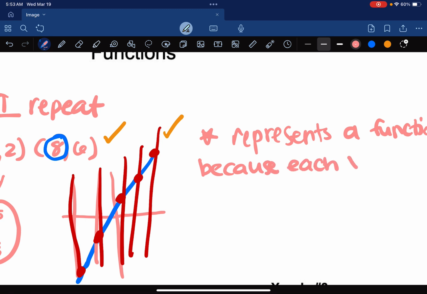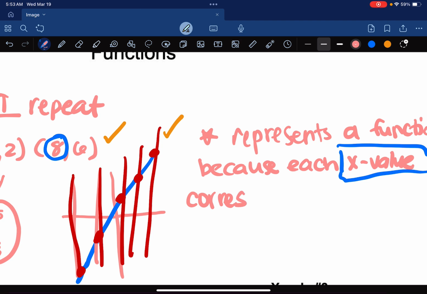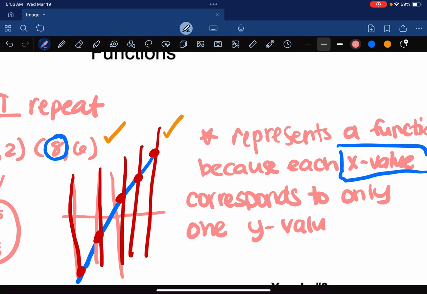each x value, so the word x value has to come first, corresponds to only one y value. So we got to make sure of that one as well. That one tells me that every x value will only show up once. It will not repeat itself.